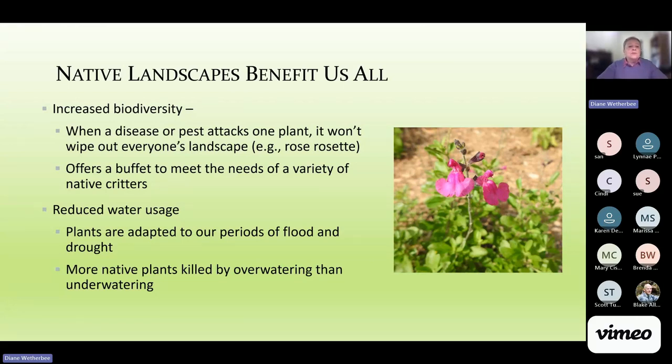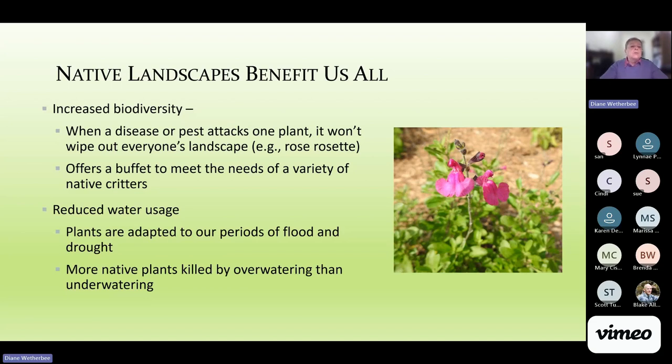And also, having a native landscape with a variety of plants offers a buffet to the native creatures that come around and want to use it, whether it's bees, butterflies, rabbits, whatever. It's something that they understand. The birds, actually, a lot of these landscapes really benefit birds as well.